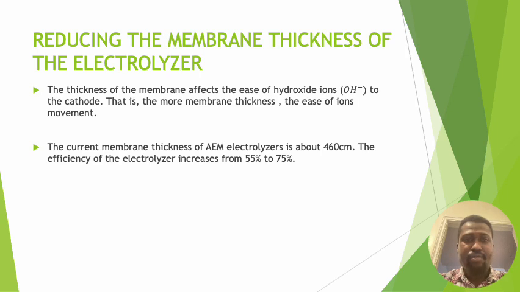So on that note, we see that the current membrane thickness of most anion exchange electrolyzers, even though they're not commercial, is about 460 centimeters. And from studies, we see that the efficiency of this electrolyzer will increase from 55% to 75% if this thickness is reduced to about 50 centimeters.